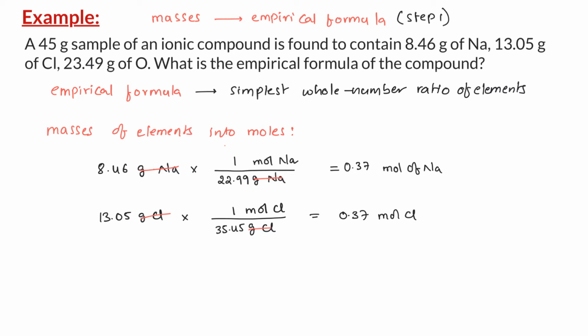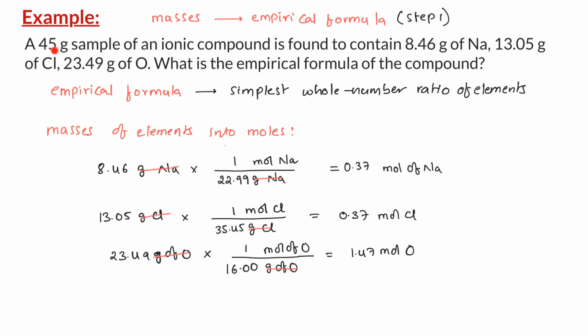Next, we do it for oxygen. We start with 23.49 grams of oxygen, multiply this with a conversion factor that has grams of oxygen in the denominator and moles of oxygen in the numerator, that is 1 mole of oxygen per 16.00 grams of oxygen. Grams of oxygen gets cancelled and we get 1.47 moles of oxygen.